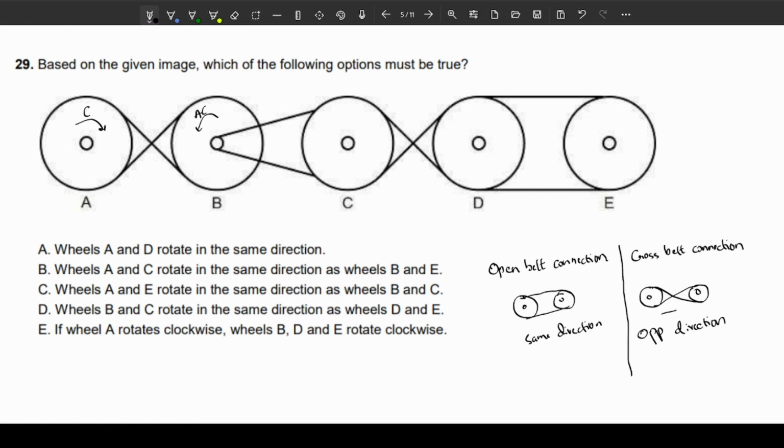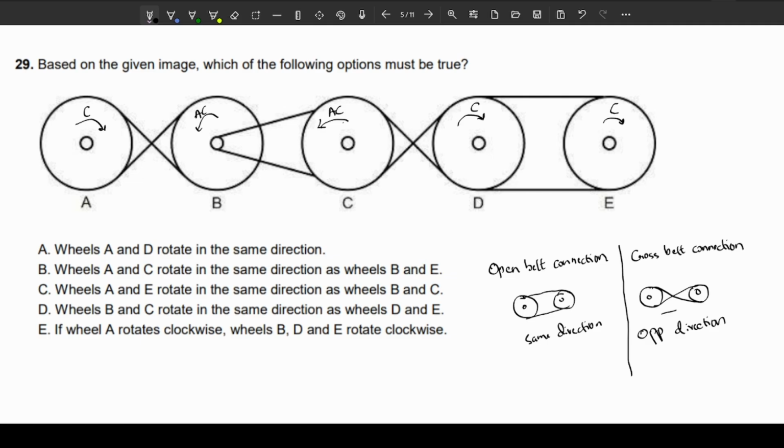Now, if you see B and C, they don't have any cross, so they are an open belt connection. So even C rotates in the direction of B, hence it's an anti-clockwise direction. Now C and D again will have an opposite direction rotation. Why? Because it has a cross belt connection, hence D moves in a clockwise direction, and since D and E is an open belt, E also moves in a clockwise direction, the same as D.